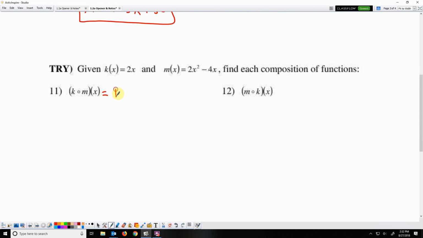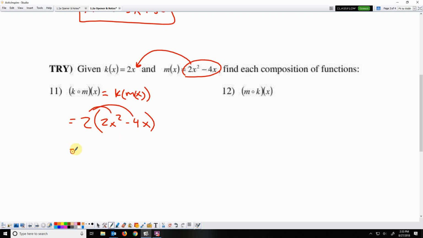So in number 11, k of m of x means m of x is getting substituted into k of x. So it's 2 times, and the x becomes 2x squared minus 4x. And I distribute. 4x squared minus 8x.